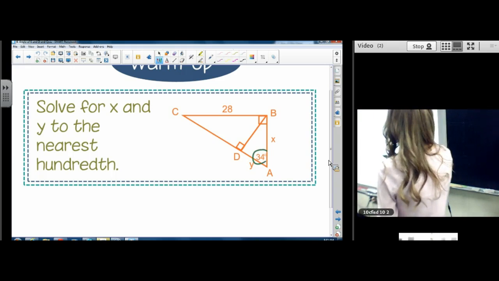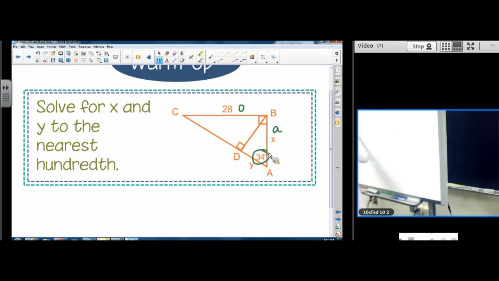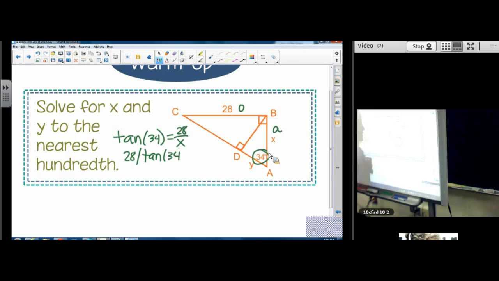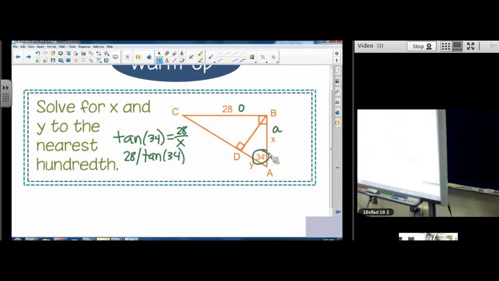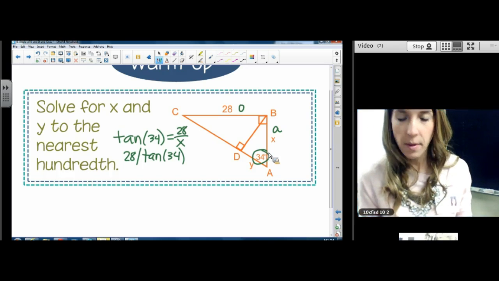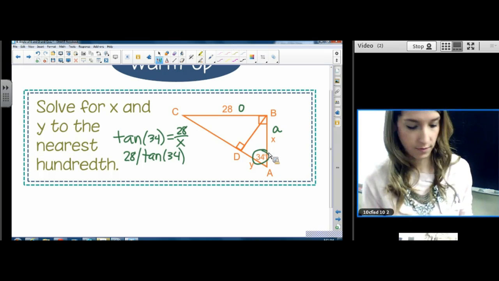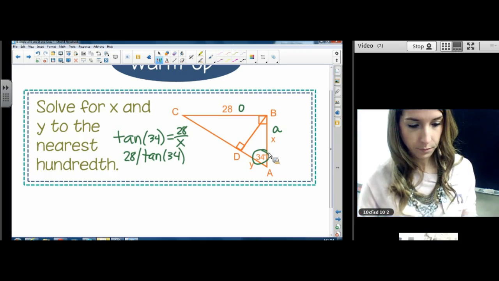So if we're going to find x first, we have adjacent and opposite. So we would say tan of 34 equals opposite over adjacent. Denominator divide, 28 divided by tan 34. Now, when you write your answer, you're going to round it to the nearest hundredth. But you're not going to use that rounded answer to find y. You're going to use the whole answer in your calculator to find y. 28 divided by tan 34. What do we get?